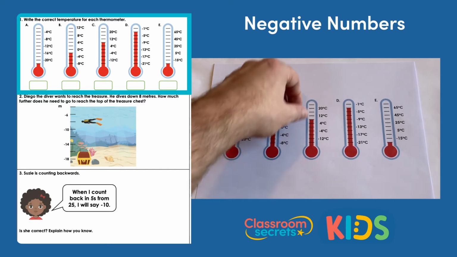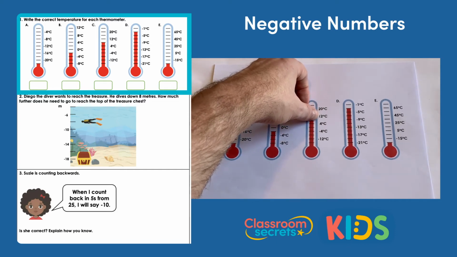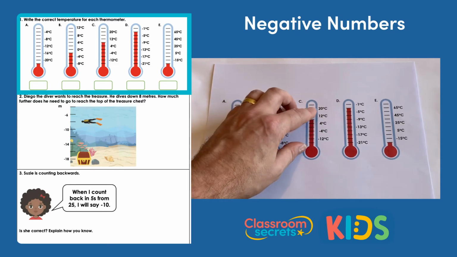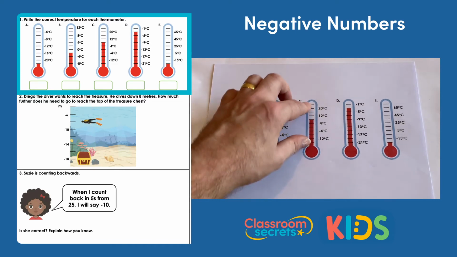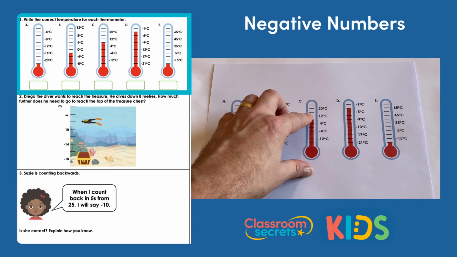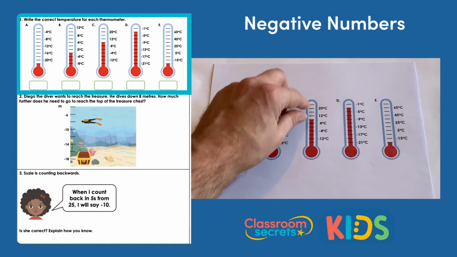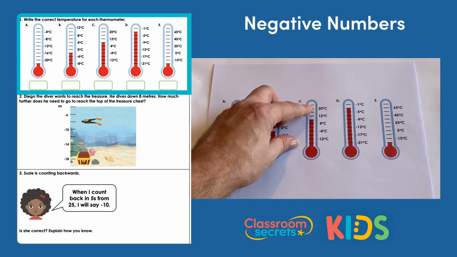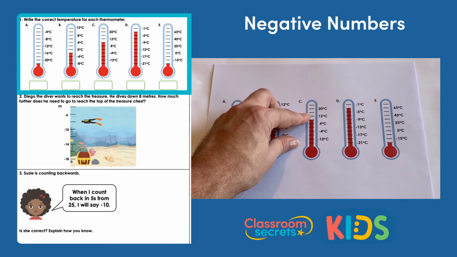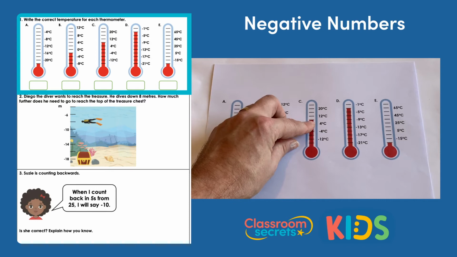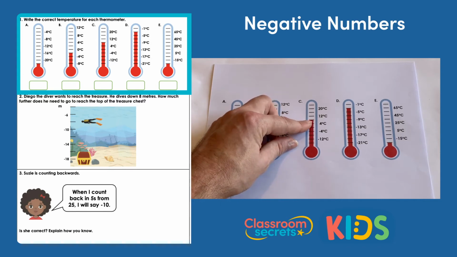On thermometer C, we have 20 degrees Celsius, 12 degrees Celsius, 4 degrees Celsius. So each marked interval is going in jumps of 8 now. So halfway between them must be jumps of 4 degrees Celsius. So each line on the thermometer is 4 degrees Celsius. So we have 20 degrees Celsius, 16, 12, and then here will be 8 degrees Celsius.